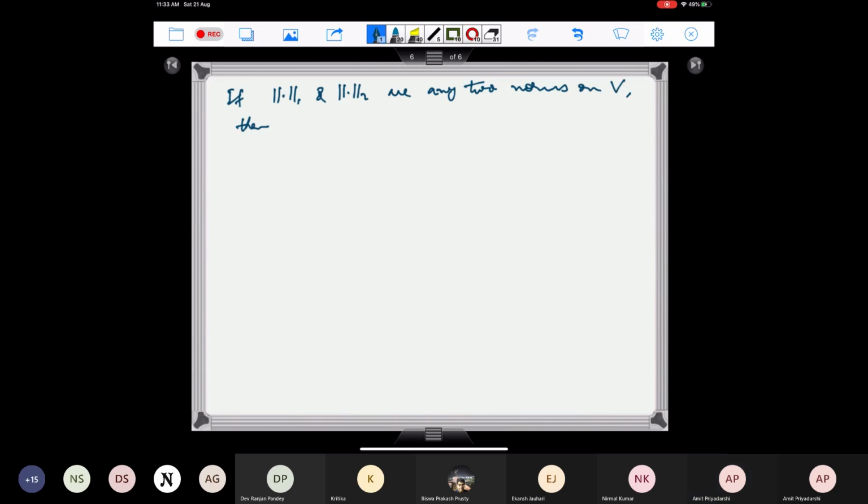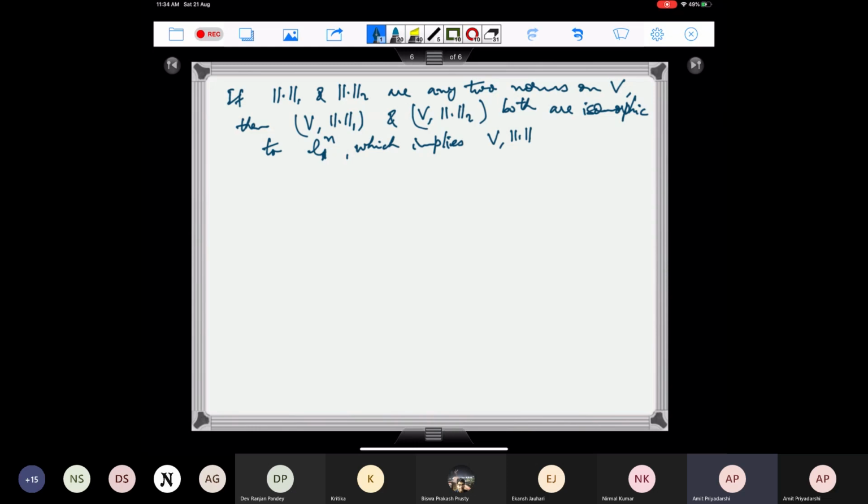this V with norm 1 and V with norm 2 both are isomorphic to L1^n, which implies these two normed linear spaces are isomorphic, and hence norm 1 and norm 2 are equivalent.